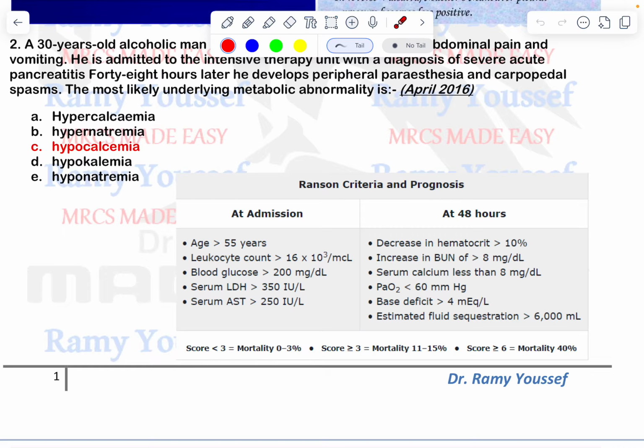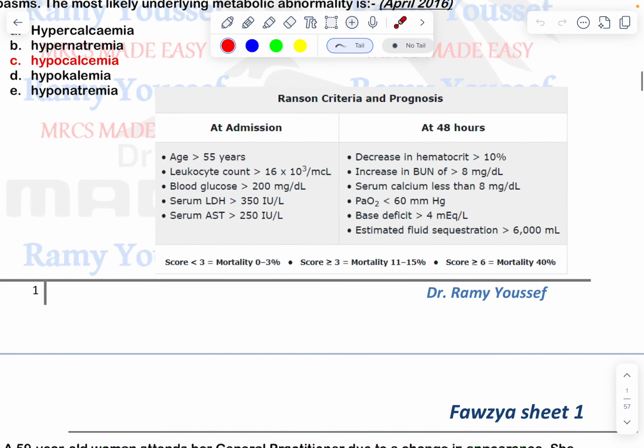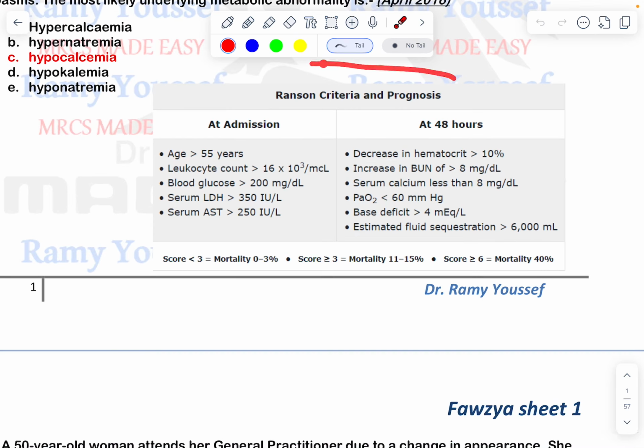so each has got the criteria. So score less than 3, mortality is 0.3%. If score is more than 3, 11%. If score goes above 6, 40% mortality. This is acute pancreatitis, Ranson's criteria.